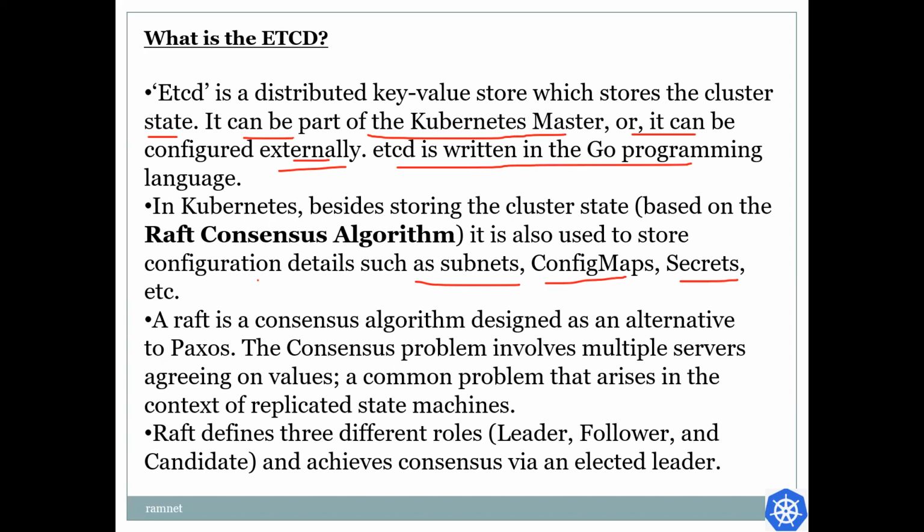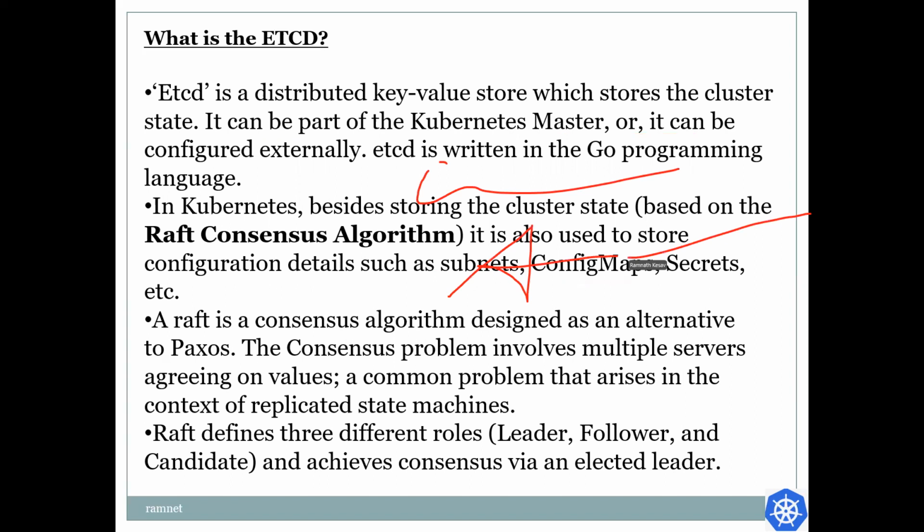So the master node contains about four components. One is the controller, second is the API server, third is the scheduler, fourth is etcd. These all need to be there, or etcd can be outside of the master node also. It's possible.